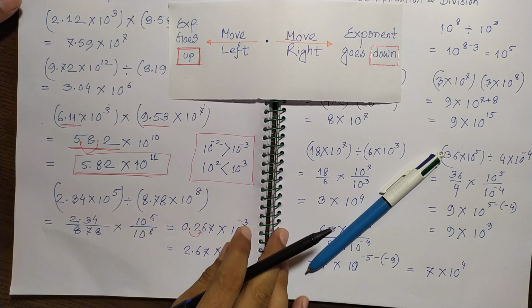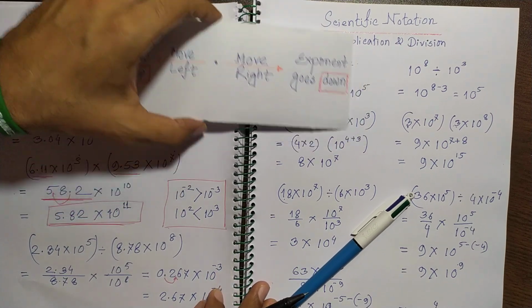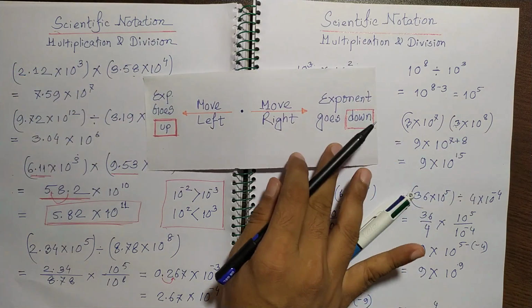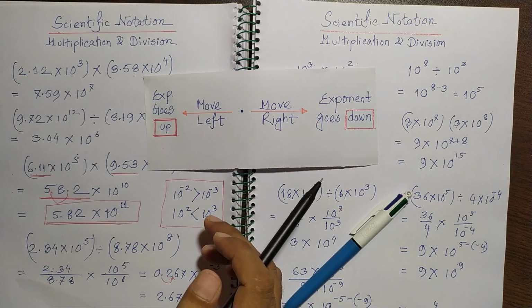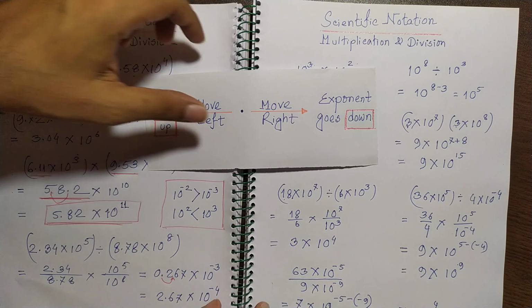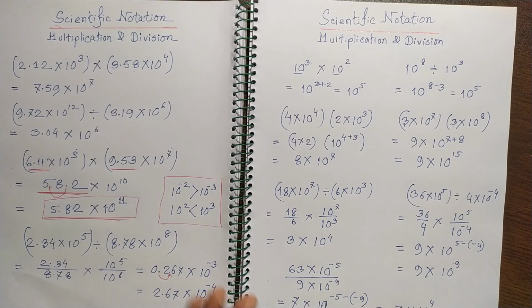So I hope you understand the process of multiplications and also the divisions, and I hope you can remember the rules: when you move right, then exponent goes down, and when you move left, exponent goes up. And this is the process you can solve, and you can see how we did it, and it's very easy. I hope you can solve it next.